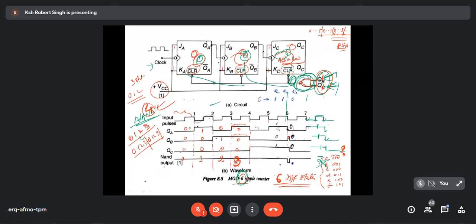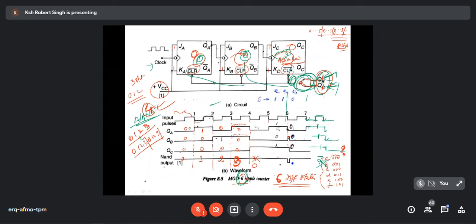Now I want to make this. Actually, it should be 4, but I want to make it 0. So what should be the input to my NAND gate? Both the inputs should be QC. Whoever is saying QC is good, his answer is correct.